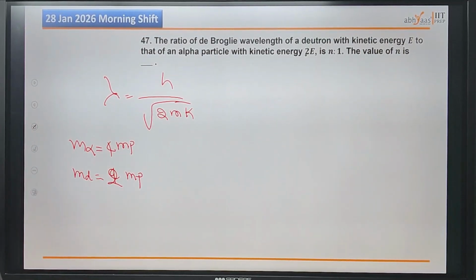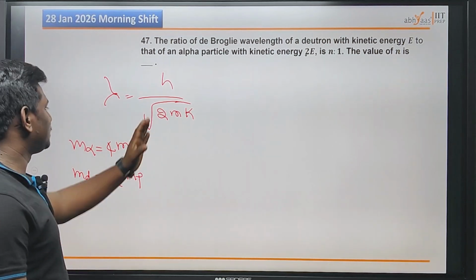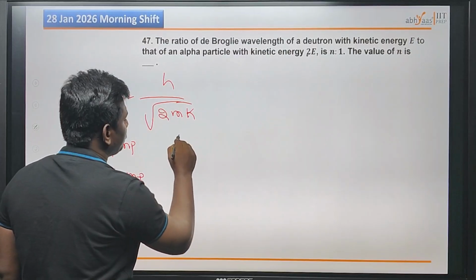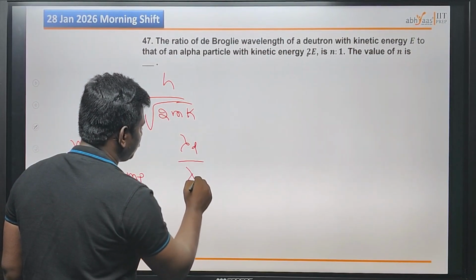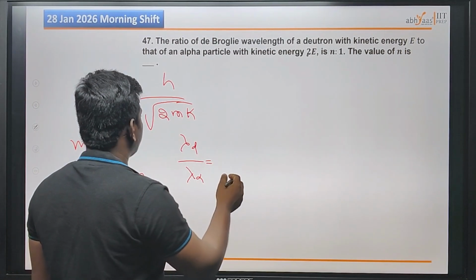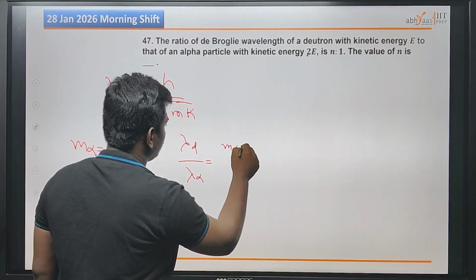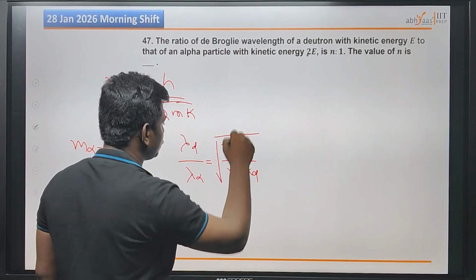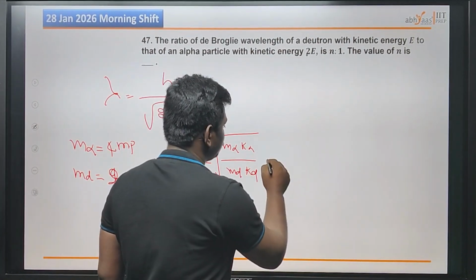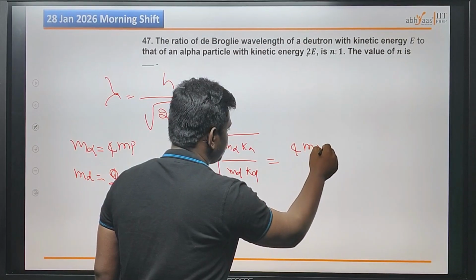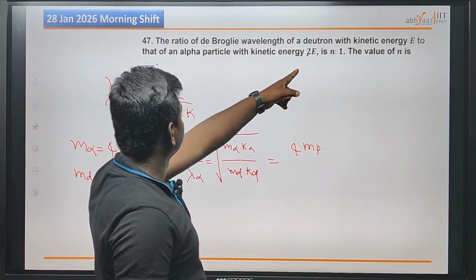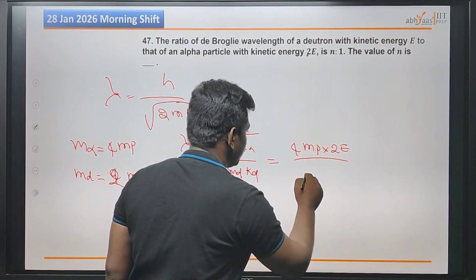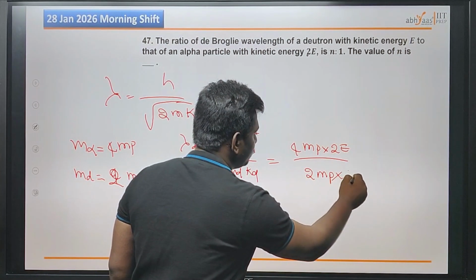This is our condition. So lambda is inversely proportional to under root mK. Ratio of lambda of deuteron by lambda of alpha particle can be written as under root of m alpha K alpha by m d K d. Mass of alpha, that is 4 mp, K alpha is nothing but 2E, by 2 mp into E.